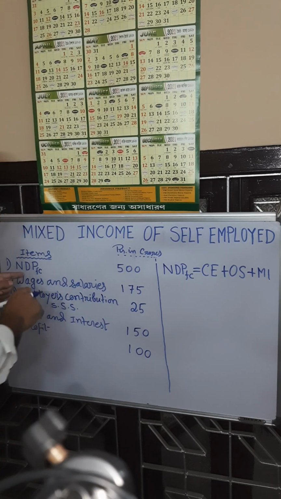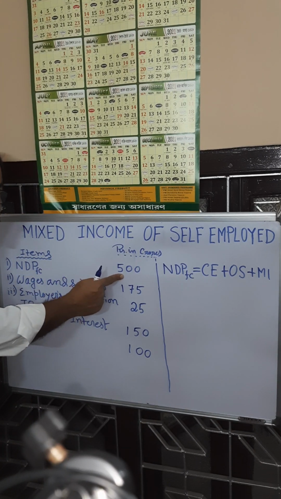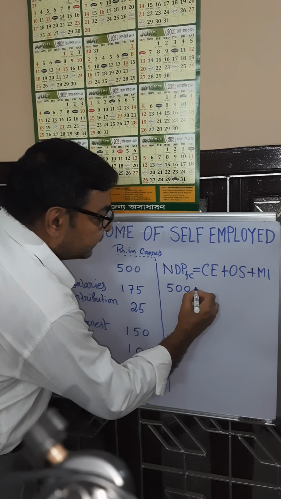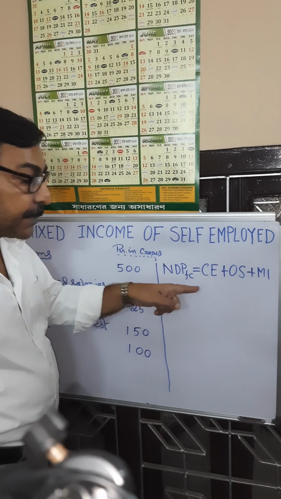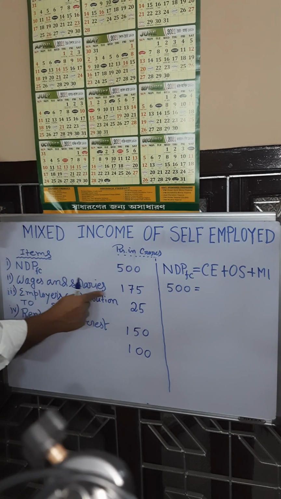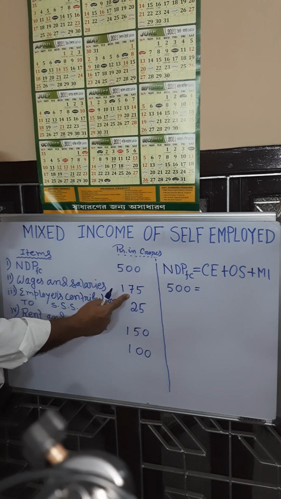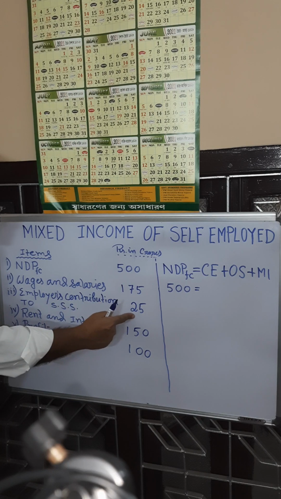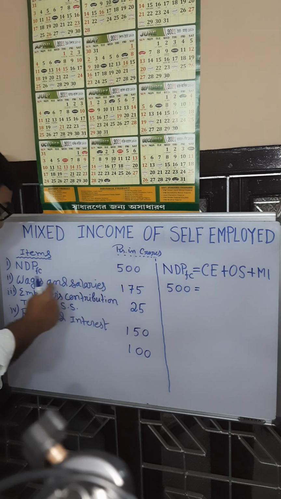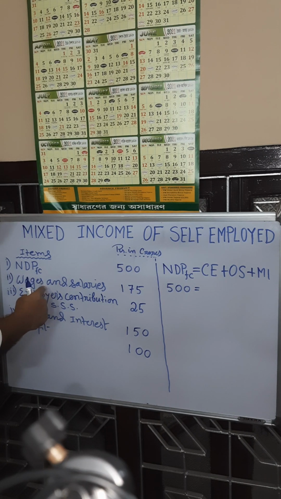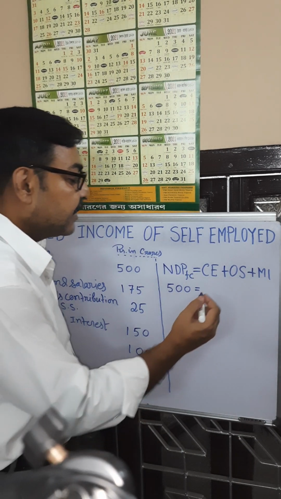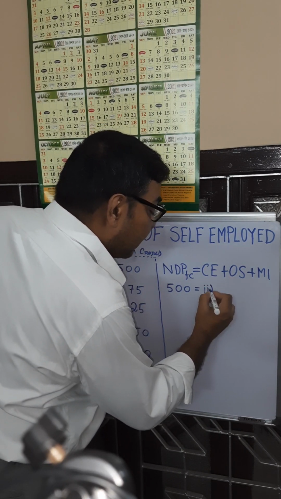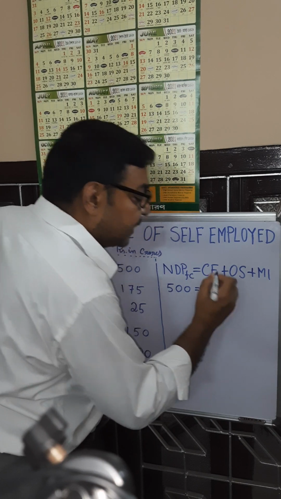You are given NDPFC. Item number 1, NDPFC is 500. So in place of NDPFC, write 500. CE means compensation of employees. See the items like wages and salaries, 175, is a part of compensation of employees. And employers' contribution in different social security schemes, 25, is also a part of compensation of employees. So item number 2 and item number 3, wages and salaries and employers' contribution, compose total compensation of employees.